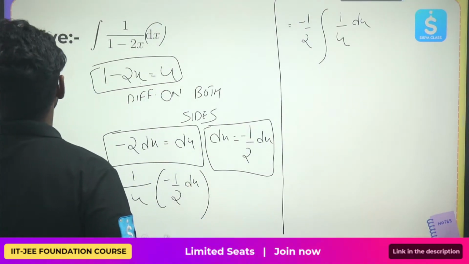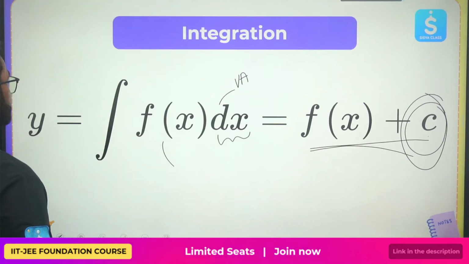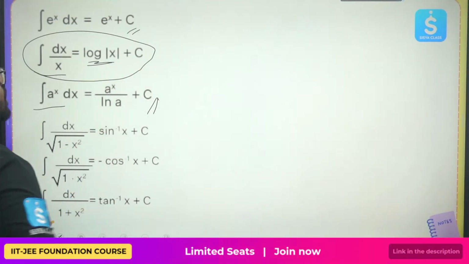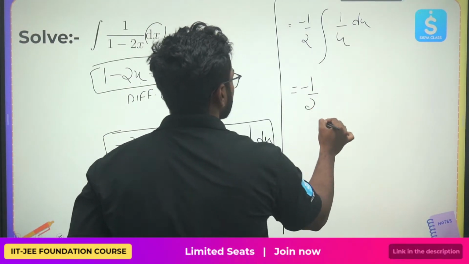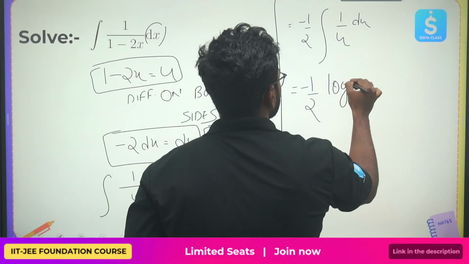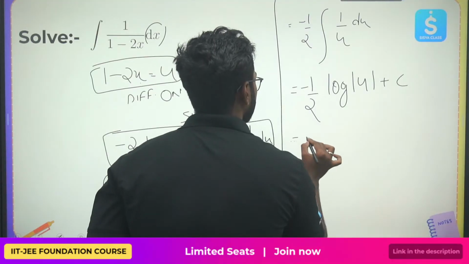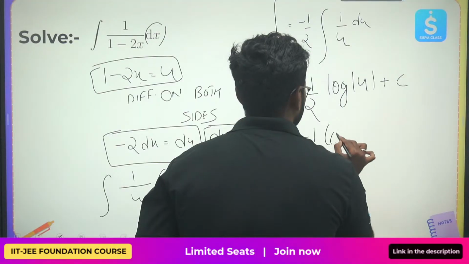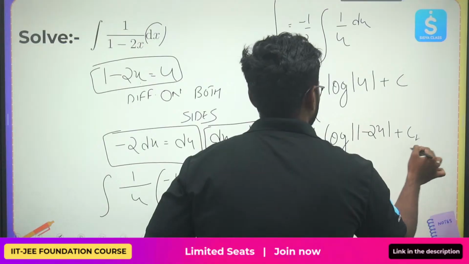Now what is the integral of 1 by u du? It's log, right? Yeah, it's log mod x plus c. Let us apply this: log mod u, because we can't use x, we are using the term u, plus c. Now let us put the value of u, which is 1 minus 2x, plus c. Hope you all understood this.